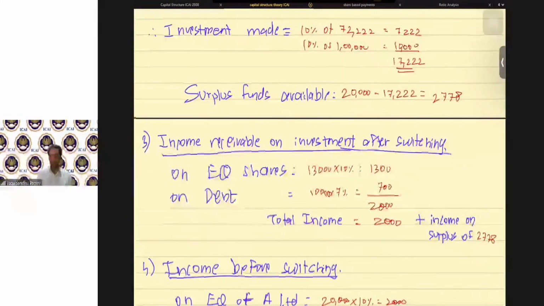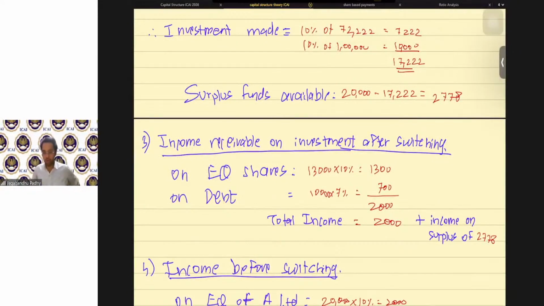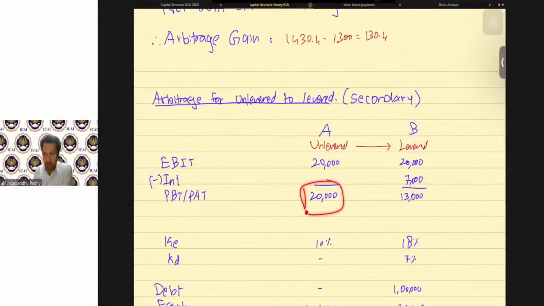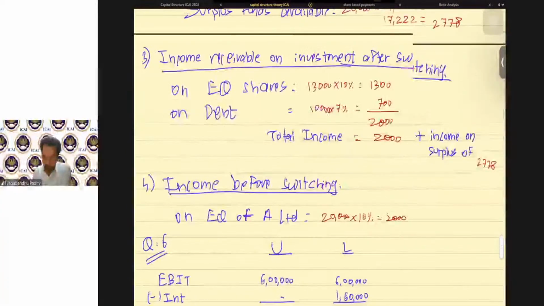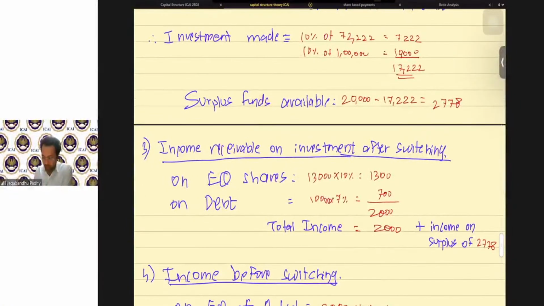Now, what was my income, sir, before switching? So my income before switching is 20,000 into 10%. Earlier, we had the income as PAT of 20,000. We held 10% over here. We had an income of 20,000 into 10%, which is 2,000. Earlier my income was 2,000. Now my income is 2,000 plus something extra, the income on surplus of 2,778. So can I say there is definitely a gain by investing in the other company?